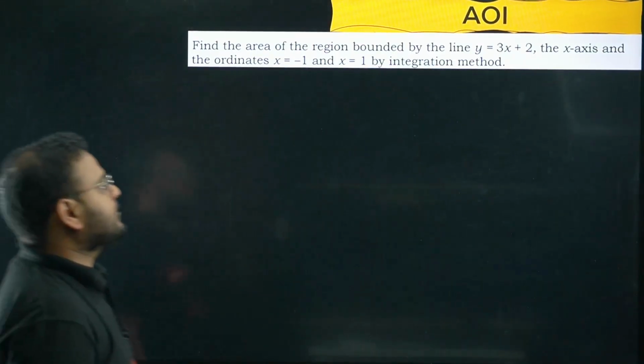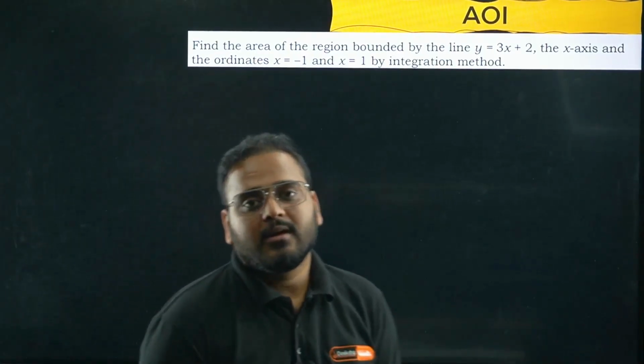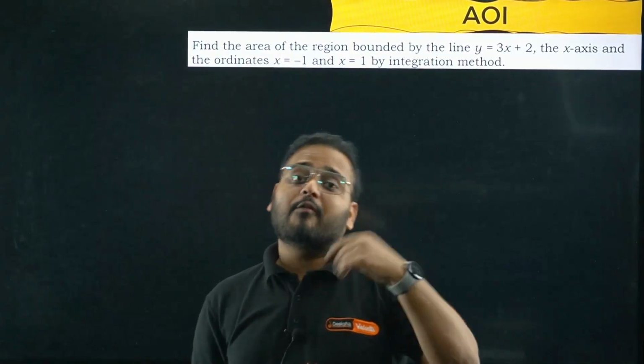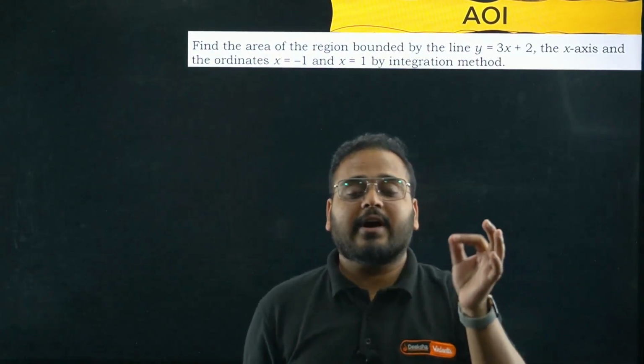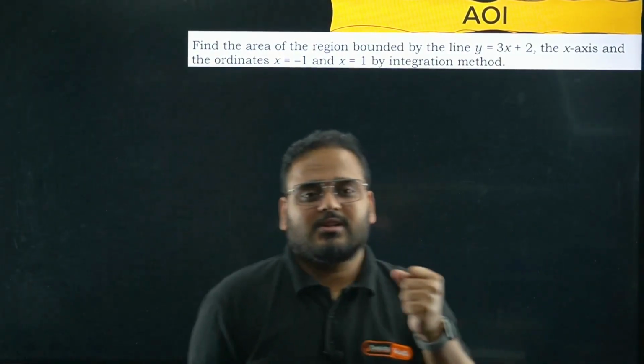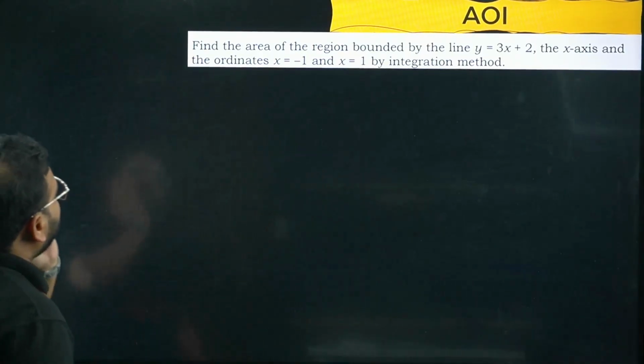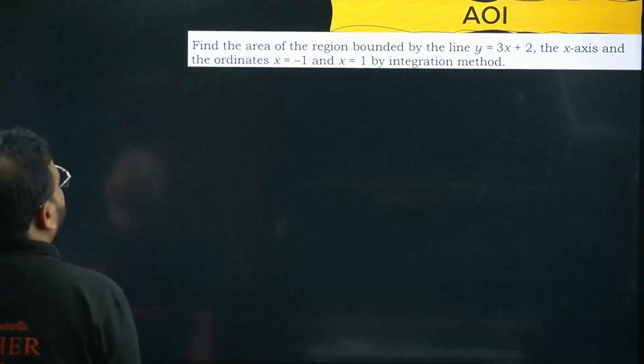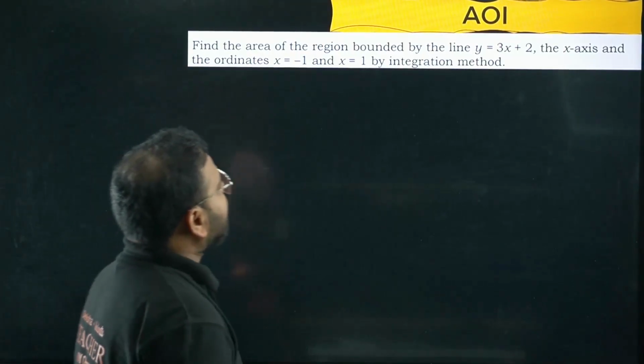Moving on to AOI. Again, this kind of question also comes. This is not a PYQ, but I've still taken this question. It's a very good question. I've also taken a PYQ where you have to solve for area under the ellipse and circles. Please check this question now. Find the area of the region bounded by the line y equals 3x plus 2, the x-axis and the ordinates x equals minus 1 to 1 by the integration method.